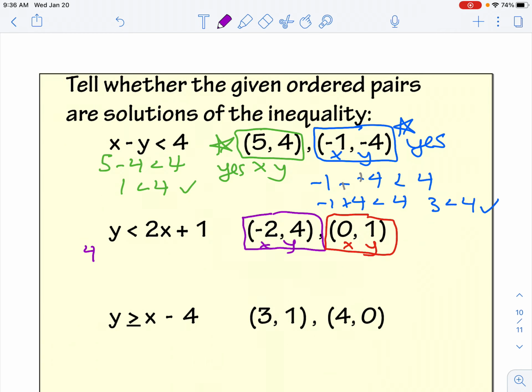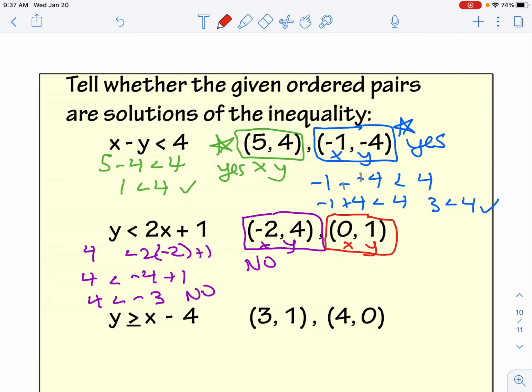So when we plug this first one in, oops, sorry about that. So when we plug the y value in for y, and now we plug the x value in for x, we can see here 4, and then, oh, I've got two inequalities in there somehow. And this becomes -4 plus 1. And is 4 less than -3? No. So this one is not. That one is not a solution.